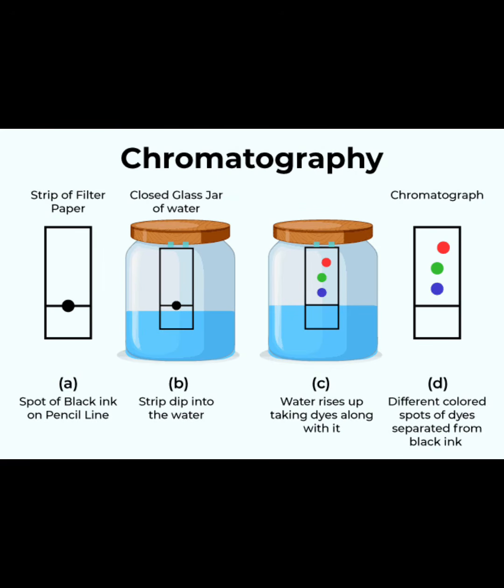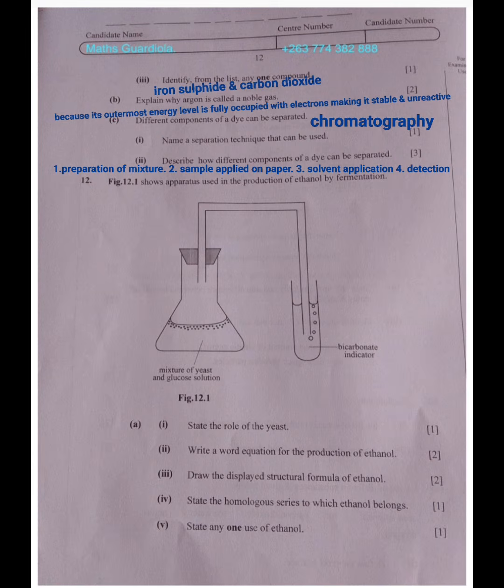A solvent is applied, allowing the components to separate based on their interaction with the stationary and mobile phase. And then lastly, the separated components are visualized using ultraviolet light, chemical staining, or other detection methods. So in summary, that is what happens when you want to separate different components of the dye. So that was all about number 11. That was in November 2024.